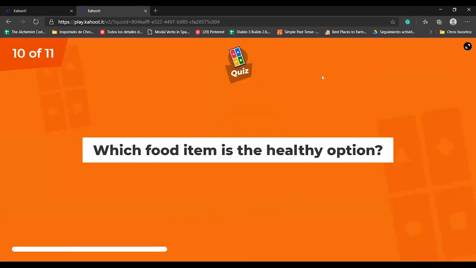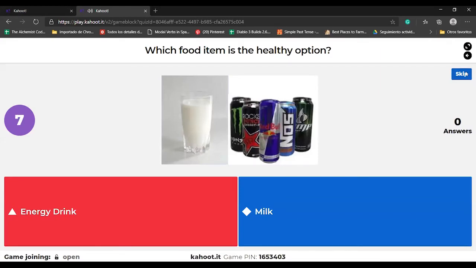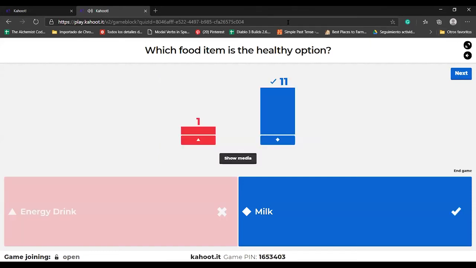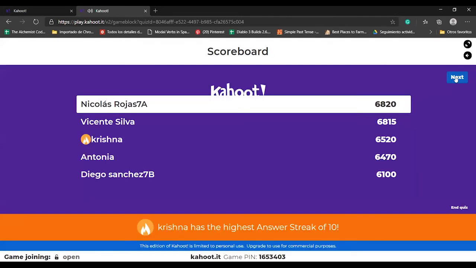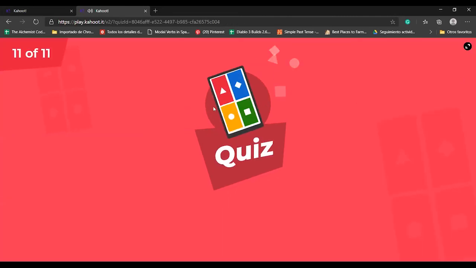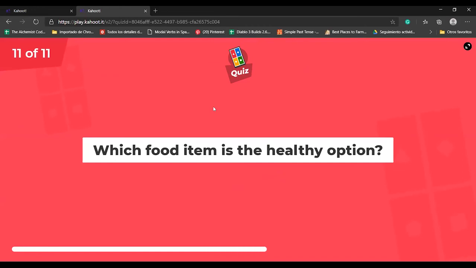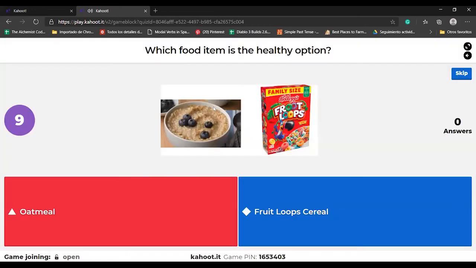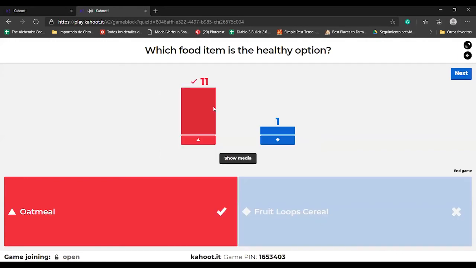Number 10. Energy drink or milk? Give me some milk. Okay, the milk. Excellent. So, no further explanation for that. And the last one. Which one is the healthy option? Oatmeal or Fruit Loop cereal? Oatmeal cereal.